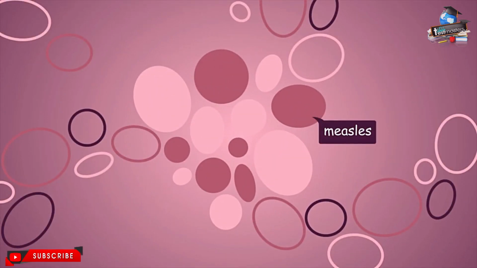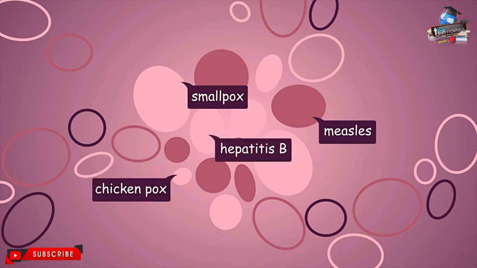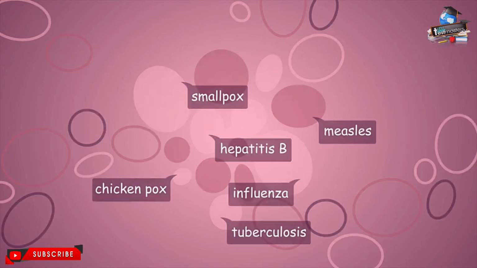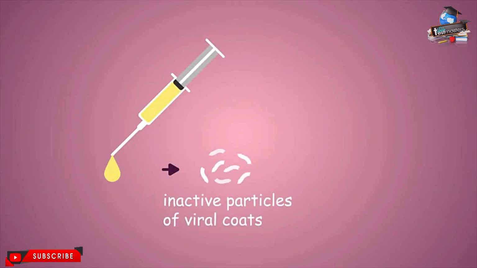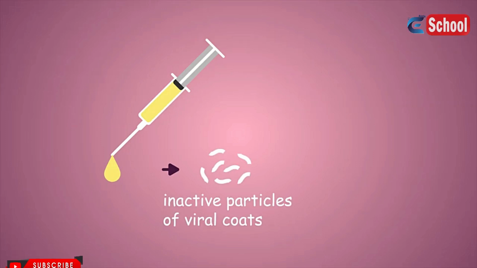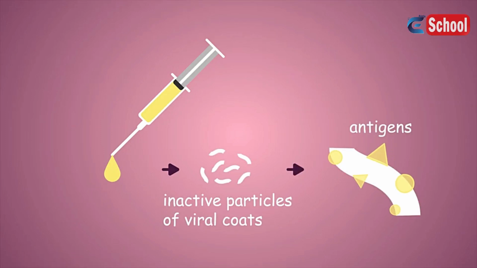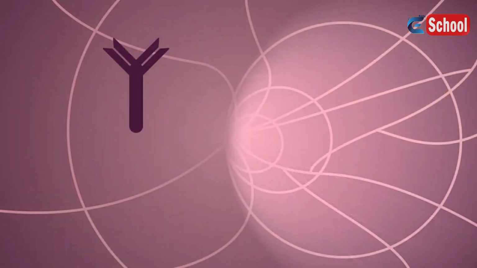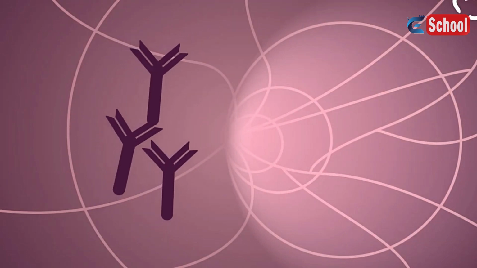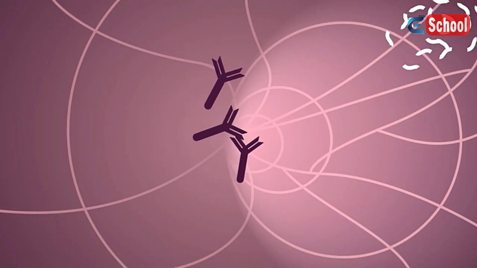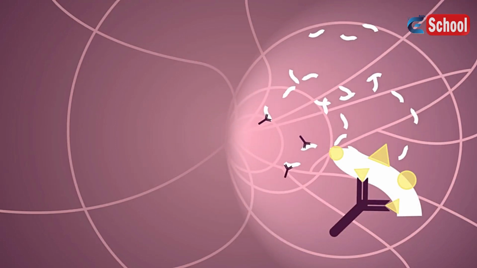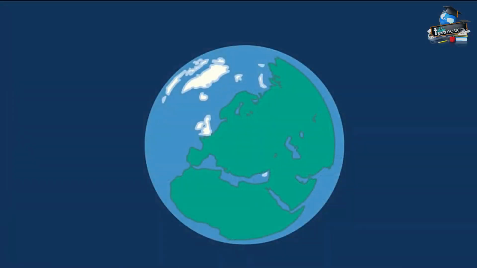Vaccines prevent hundreds of potentially fatal diseases such as measles, smallpox, chickenpox, hepatitis B, tuberculosis, and influenza. So how do vaccines work? Vaccines contain inactive particles of viral coats, which contain proteins called antigens specific to the virus itself. When the vaccine is injected into the body, the immune system immediately produces antibodies against the antigen proteins on these viral particles. If the person comes into contact with the actual virus, the body is already prepared to fight the infection with its antibodies. This all sounds great.